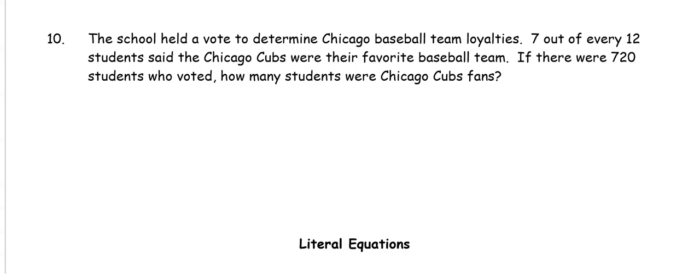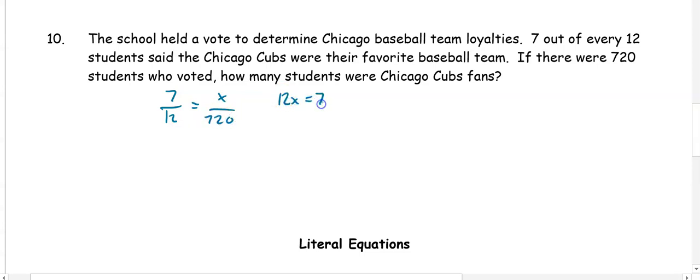So we know that for every 7 out of 12 are Cubs fans. We want to know how many are Cubs fans out of 720. So when we cross multiply, we get 12x equals 7 times 720. So we get 12x is equal to 5,040. We can divide by 12 on both sides, and we get 420 Cubs fans.